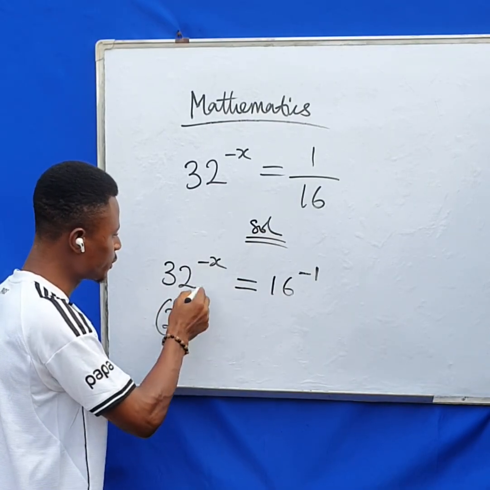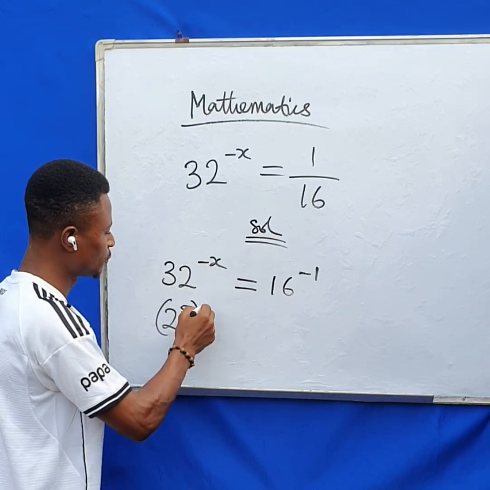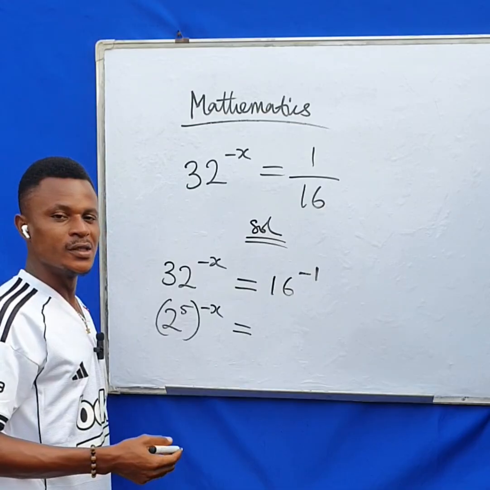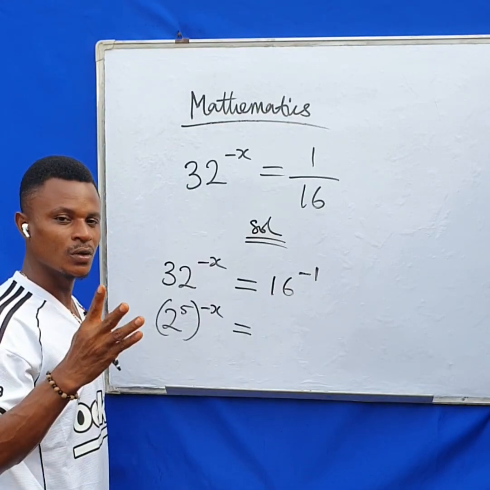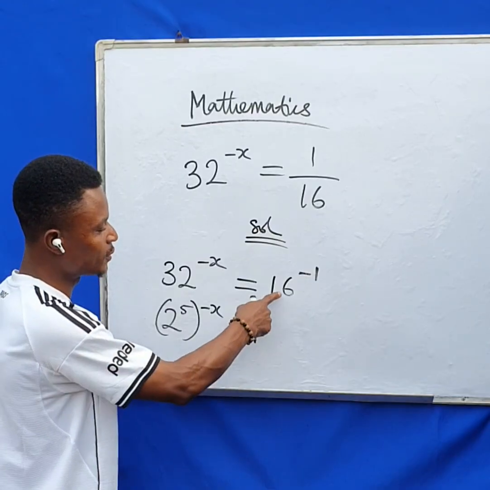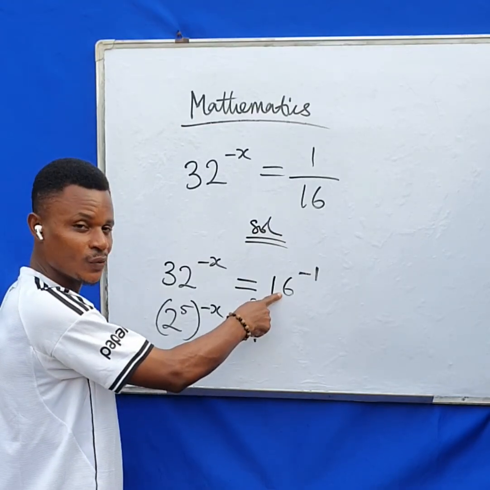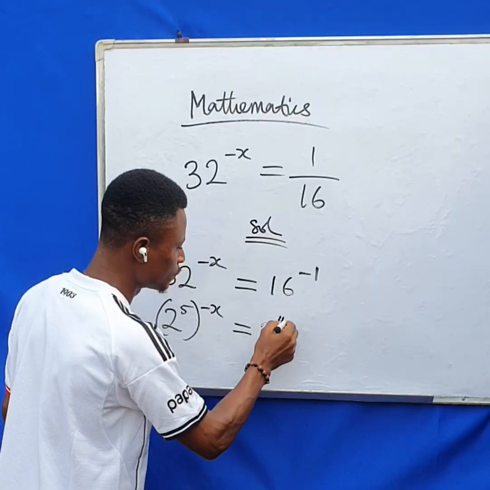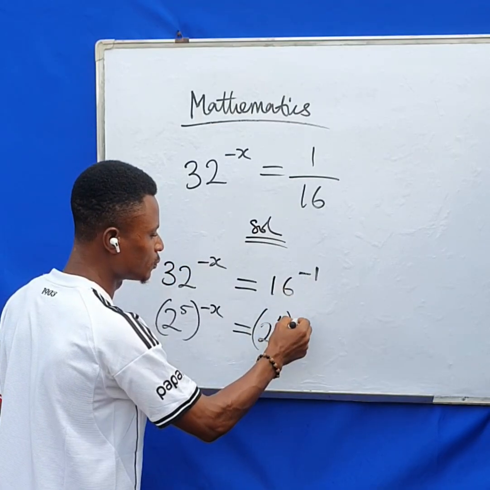Then we raise it to the power of this negative x. Then equal to, 16 is the same thing as 2 raised to the power of 4. Why? Because 2 times 2 times 2 times 2, in 4 places, will give us this 16. So in place of this 16, we are going to write 2 raised to the power of 4, then raised to the power of this negative 1.